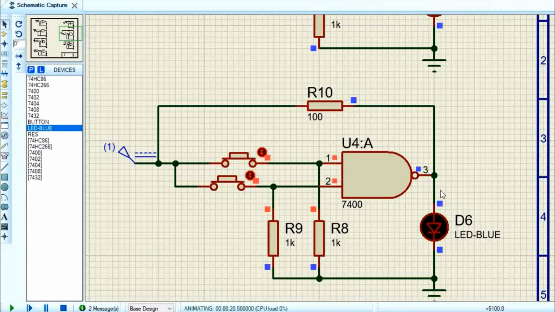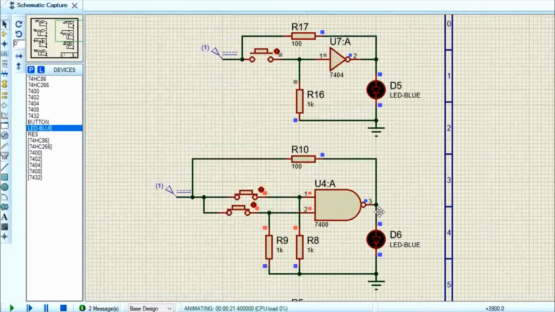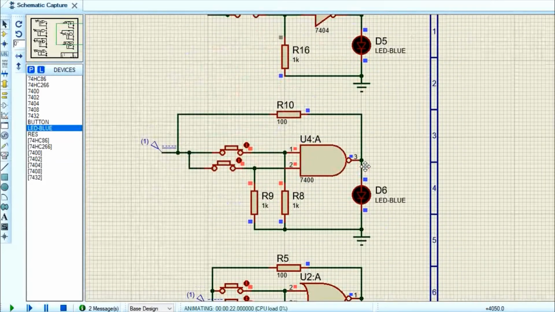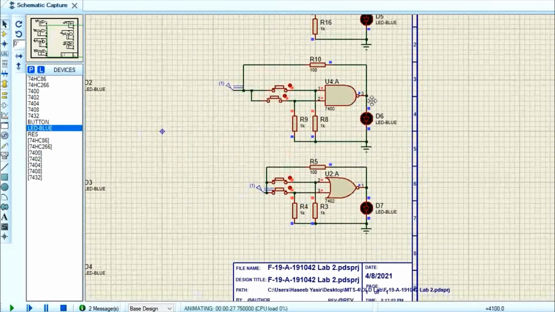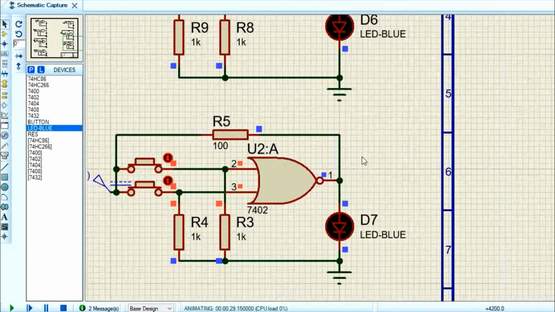Now let's move to our next circuit of NOR gate. Here is a circuit for NOR gate. It is a schematic circuit of NOR gate. It is basically inverting the input of OR gate. Let me show you the truth table for NOR gate.